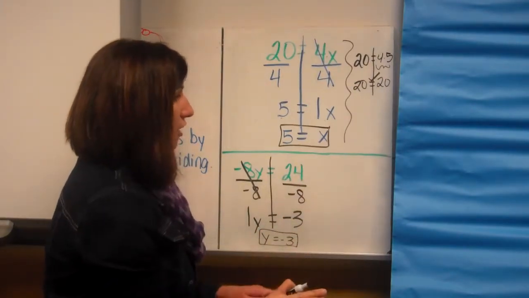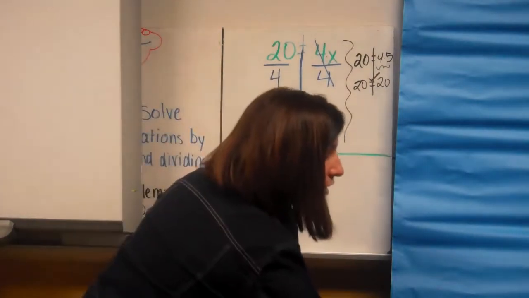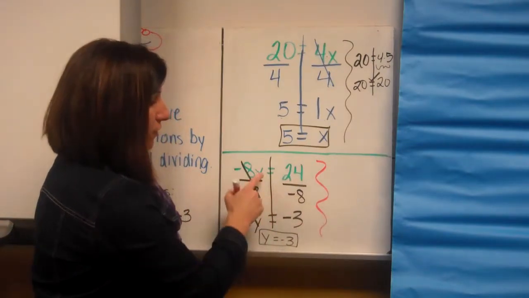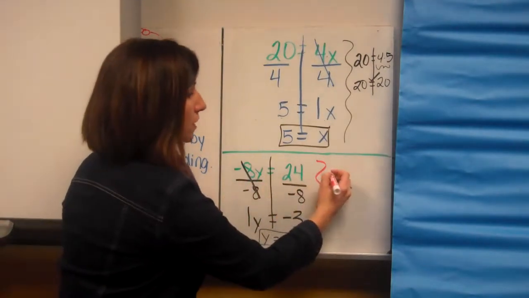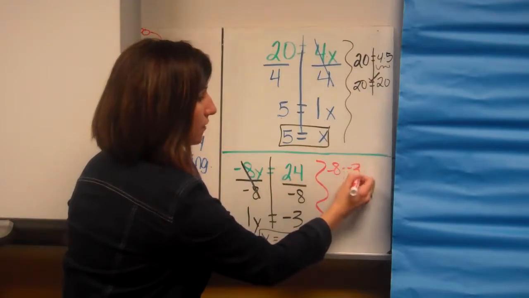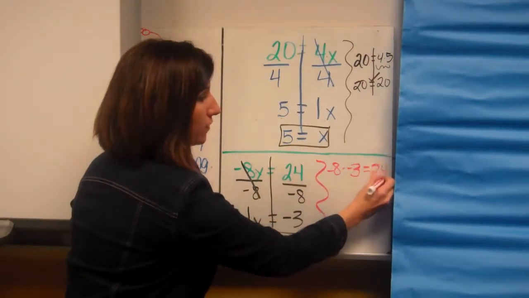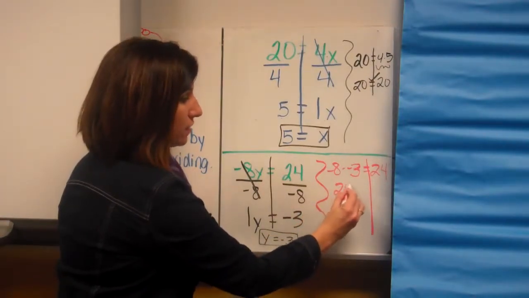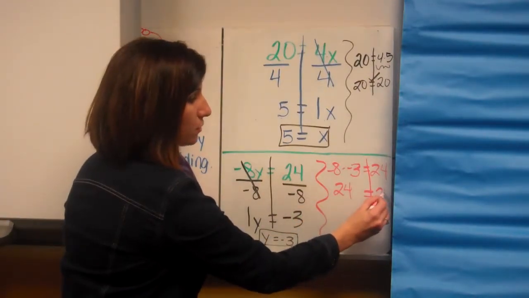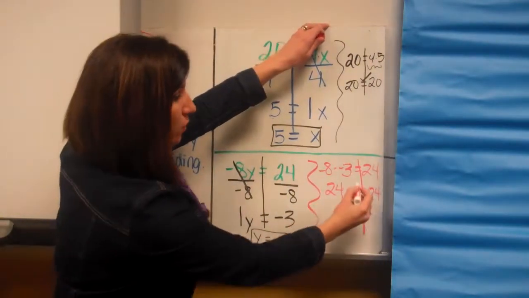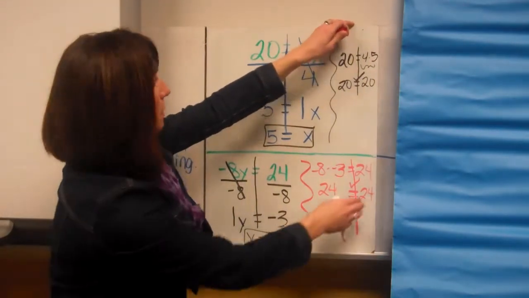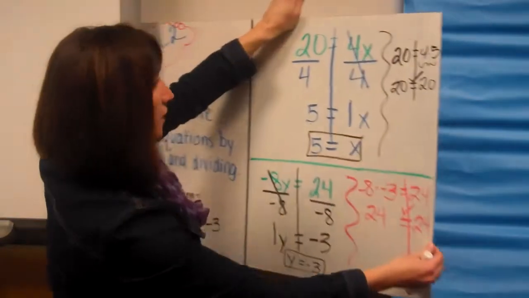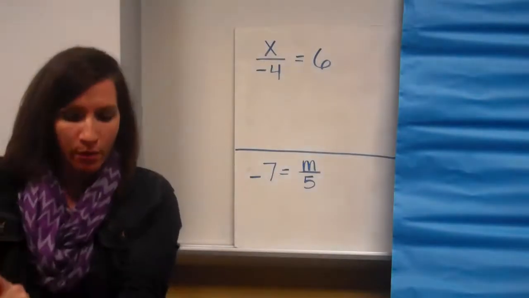So let's go over here and check it. With my check, all I have to do is substitute in this negative 3 for y. So negative 8 times negative 3 is supposed to equal positive 24. Put the wall in. Negative times negative gives me positive, and over here, this is also positive. Because my check worked, my answer is correct. Okay, so now let's look at another type of problem.